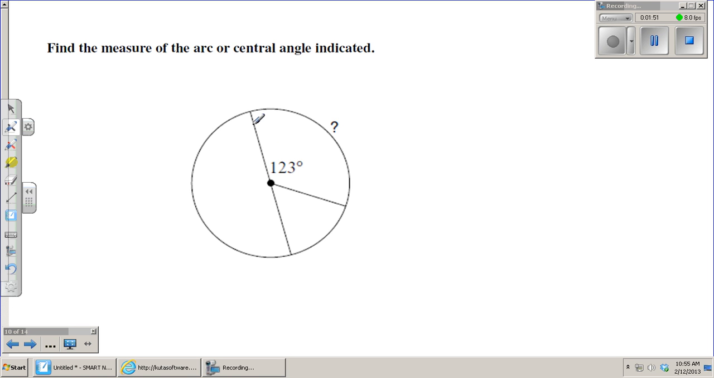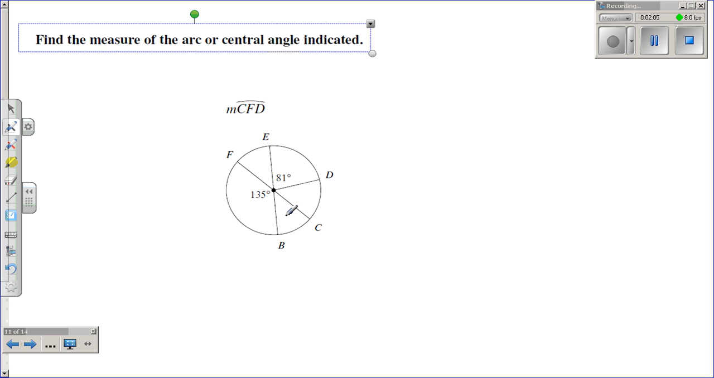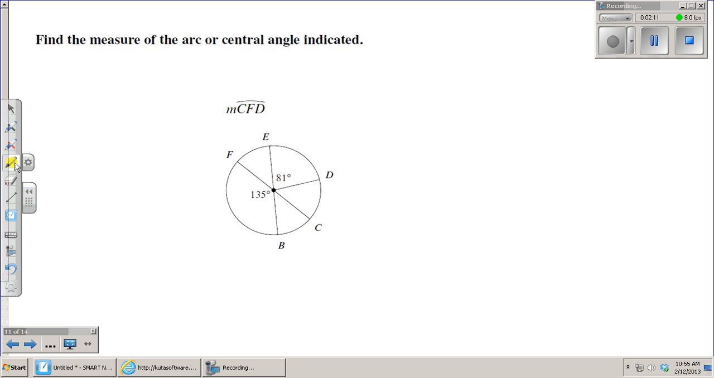Here we have a central angle. It's 123. It makes this arc. Central angles and the arc they make are congruent. So this would be 123 degrees. Let's look at another. This says find the measure of the arc that's indicated. So in this case, it's asking me to find CFD.